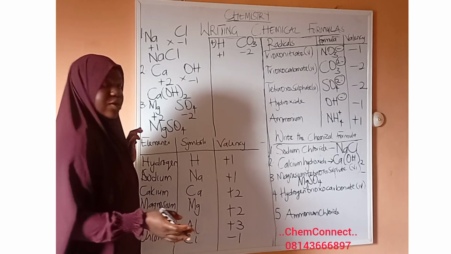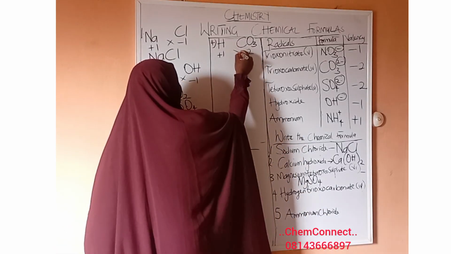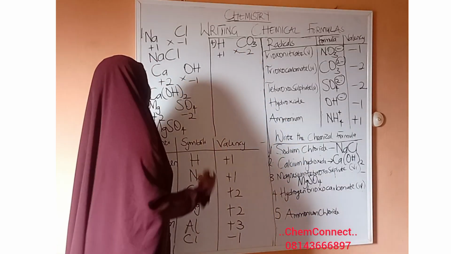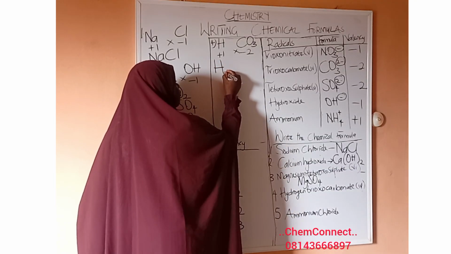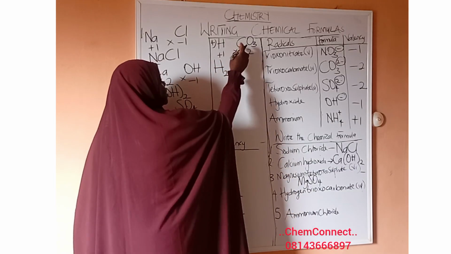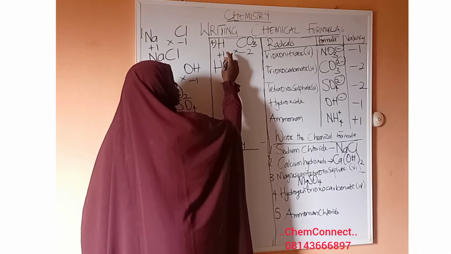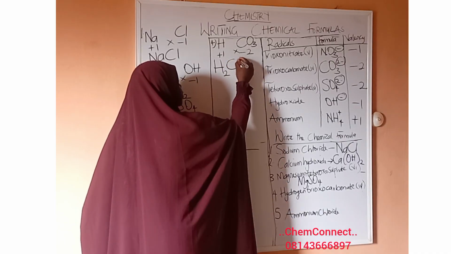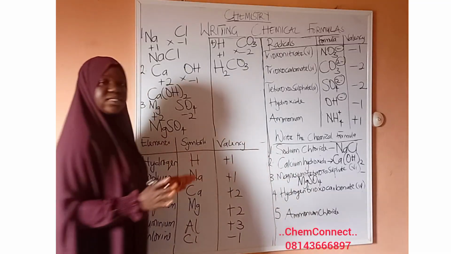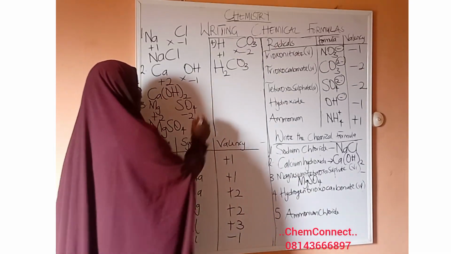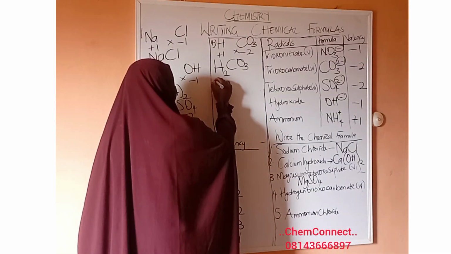Then the next step is you swap the valency and drop it down. So you swap, hydrogen takes the valency of trioxocarbonate 4, which is 2. Then CO3 takes the valency of hydrogen, which is 1, so we don't need to write 1, so we just leave that. Simple, right? Good. Now let's take the last one for today.